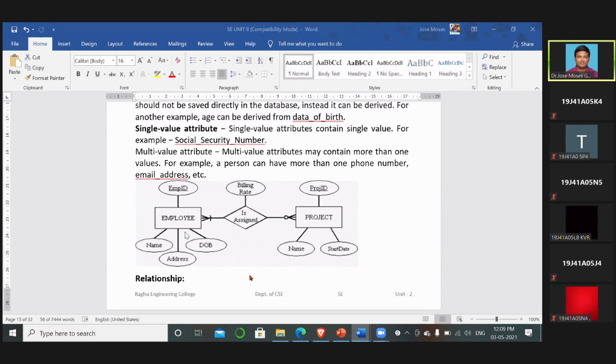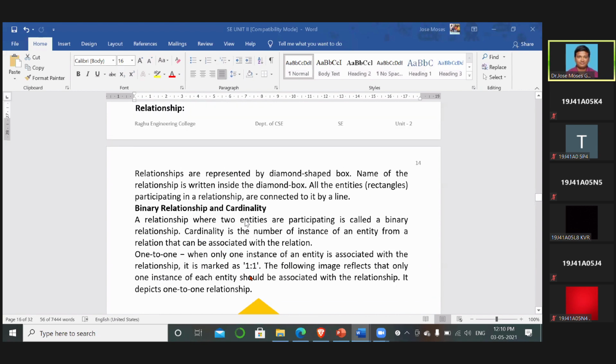Here the rectangle symbol is for entity. As we said, that entity will have some attributes. So here employee is having some employee ID, name, address. Don't focus on primary keys and all. We are just focusing on what an entity and an attribute is, and the relations. So we are going to know those relationships.